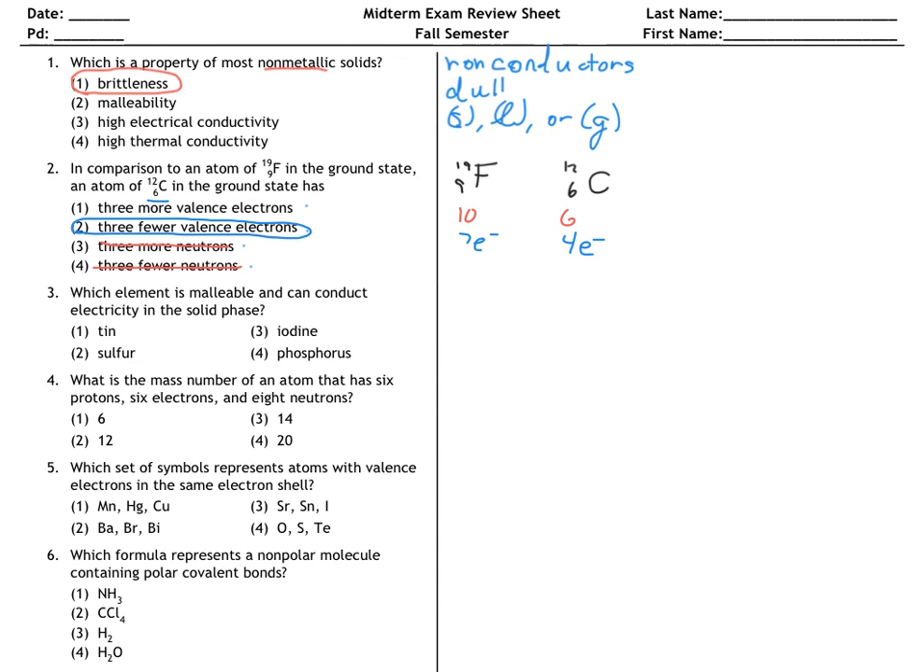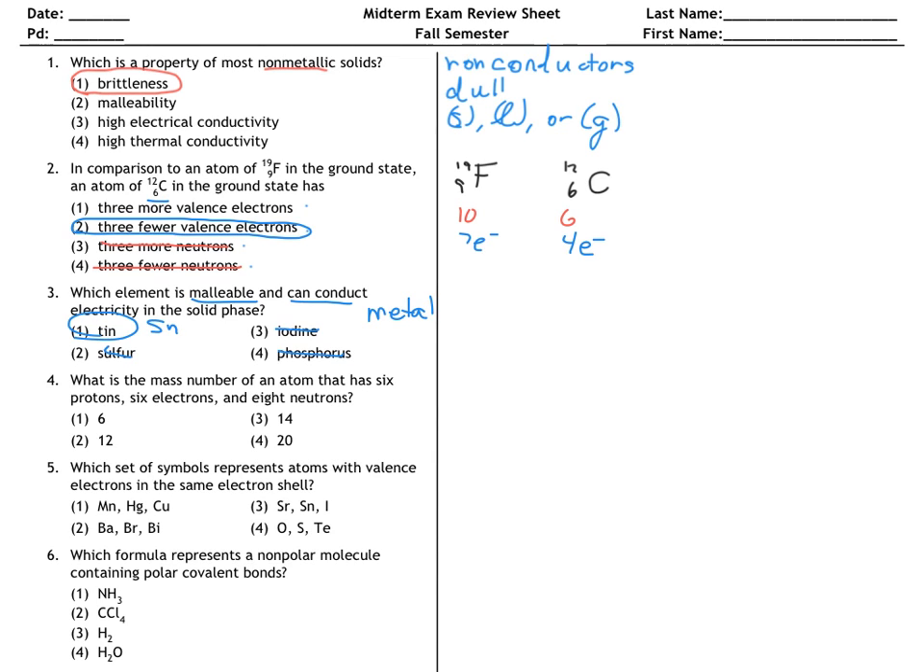Number 3, which element is malleable and can conduct electricity in the solid phase? You're looking for a metal in this case, because those are the properties that metals have. Sulfur is a nonmetal, phosphorus is a nonmetal, iodine's a nonmetal, but tin is a metal. Its symbol is SN if you need help looking for it on the table.